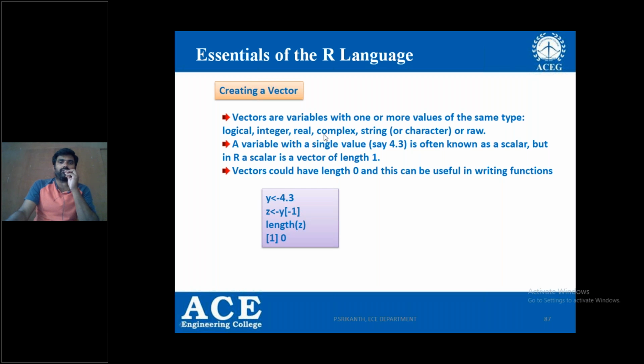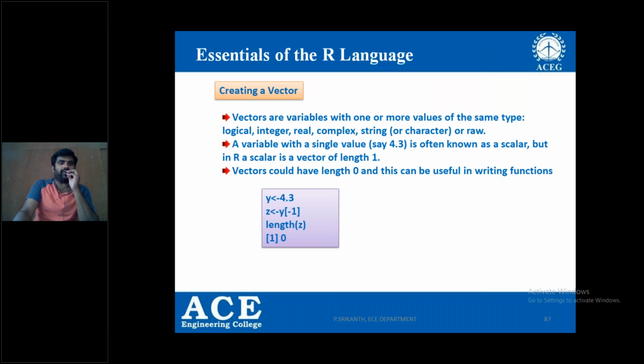Vectors are variables with one or more values of the same type. That may be logical values like true or false, integer values, real values, complex numbers, or strings, like a group of characters, or any raw material, right? So everything can be represented in the form of a vector. A variable with a single value is often also known as a scalar, but in R, a scalar is also considered a vector of length 1.